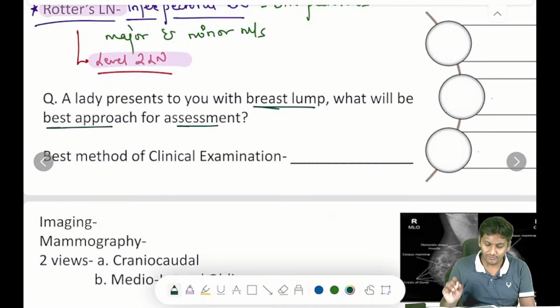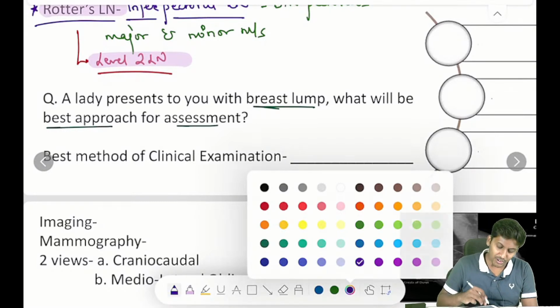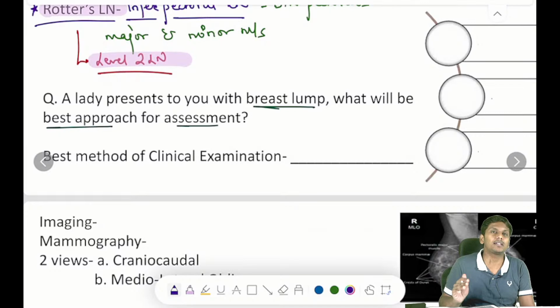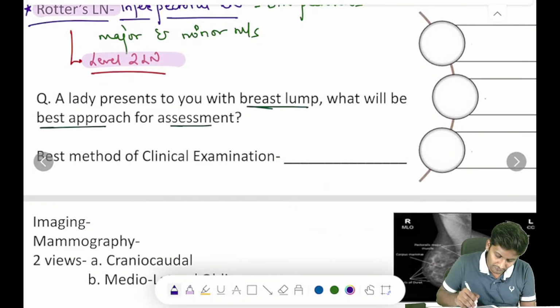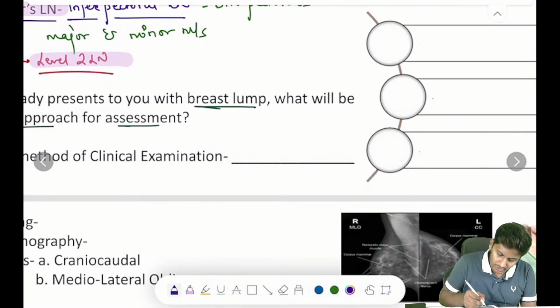In this patient, the best approach for assessment is examination. Any patient who comes to you with a breast lump, the best method of assessment is called a triple assessment. What do I mean by triple assessment? We are actually going to examine 3 things in the patient. What are the 3 things in a case of triple assessment? Let's see those now.